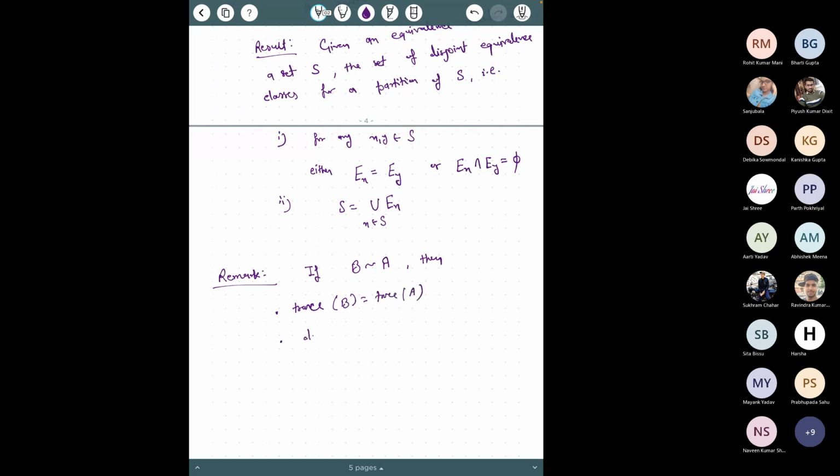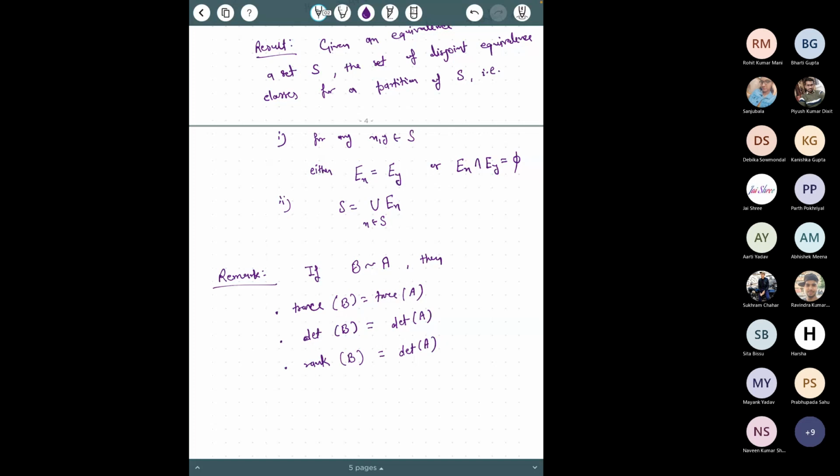How about the determinant? What can you say about the determinant of B? Equal, sir. They are equal? Yes, sir, using the determinant property. What can you say about their rank? Equal. So that also you can verify, that they have the same rank.